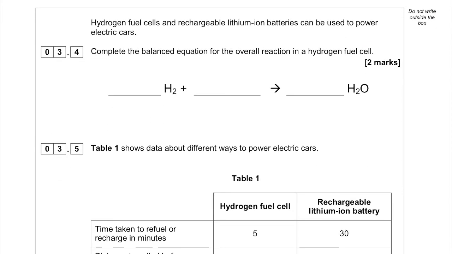Then you have part 3.4: complete the balanced equation for the overall reaction in the hydrogen fuel cell. A hydrogen fuel cell consumes hydrogen gas and oxygen gas.